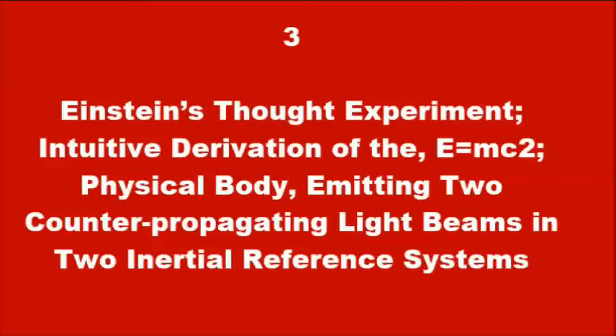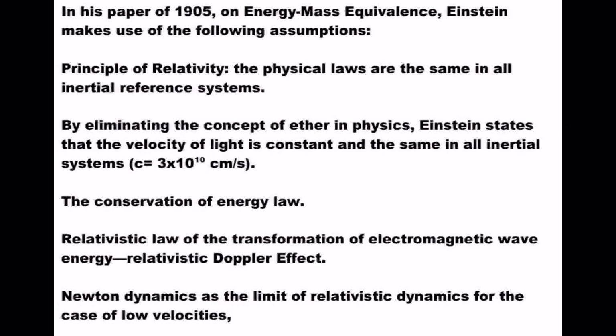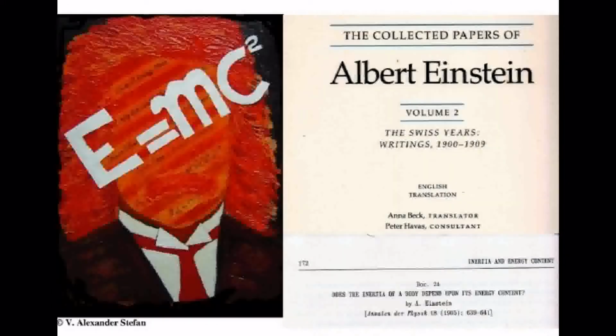Einstein's thought experiment. Intuitive derivation of E equals m multiplied by the velocity of light squared. Physical body emitting two counter-propagating light beams into inertial reference systems. Einstein's general assumptions in the energy-mass-equivalence paper. In his paper of 1905 on energy-mass equivalence, Einstein makes use of the following assumptions.